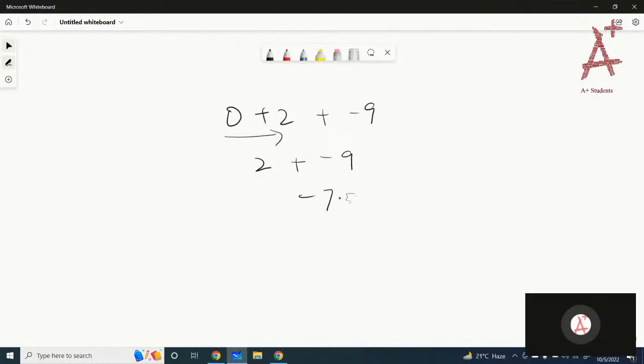Okay, select the correct option and click on the OK button. Okay, the next one is negative 9 plus 3 plus 5. So you have to start from left to right. So negative 9 plus 3 is negative 6, and negative 6 plus 5 is negative 1. Very good, Elvin.